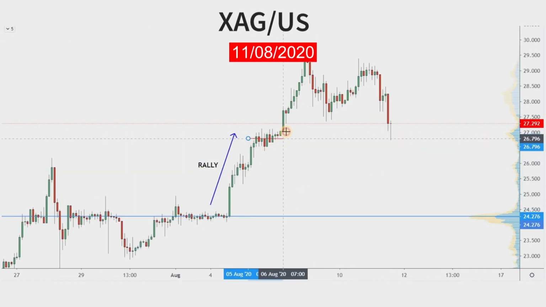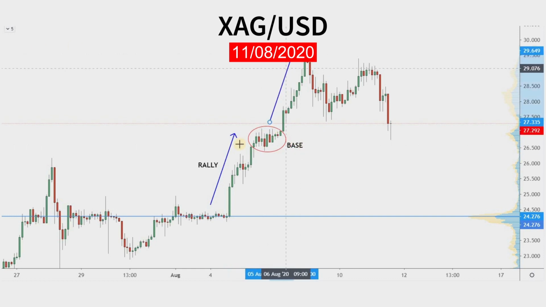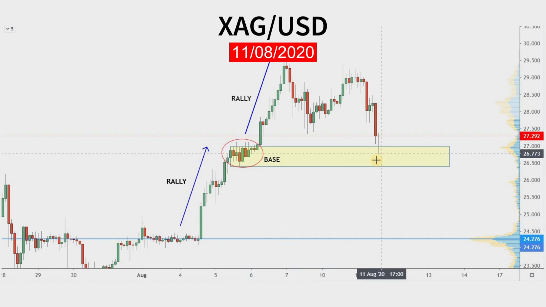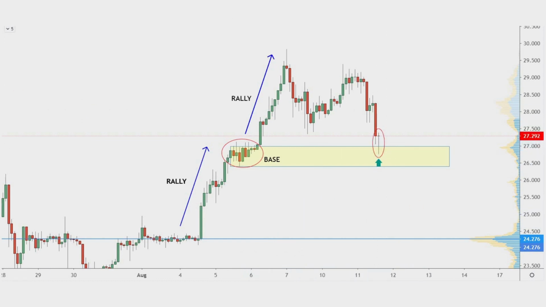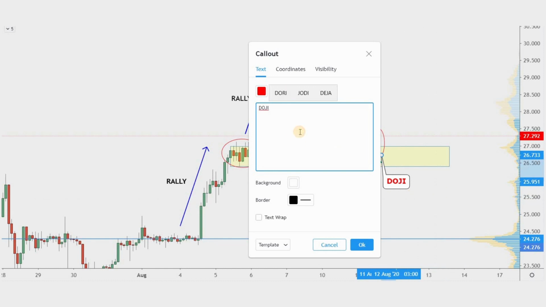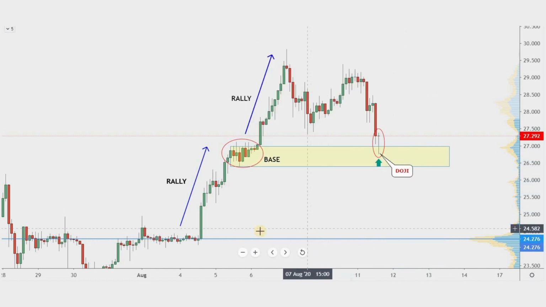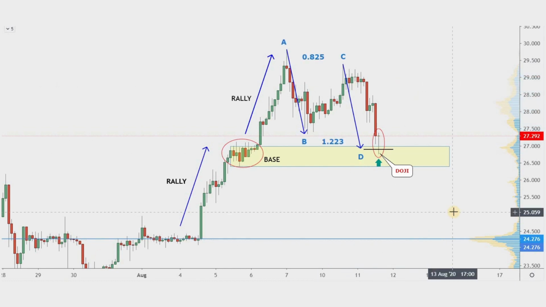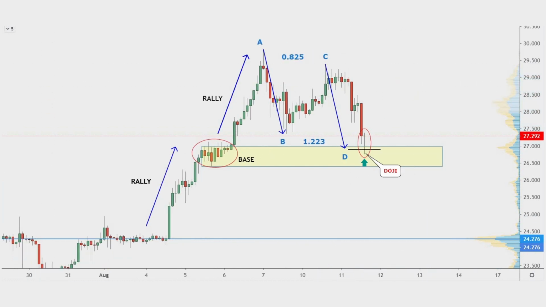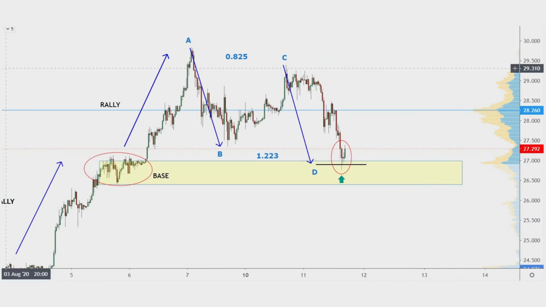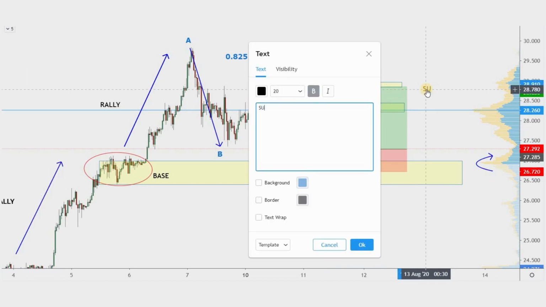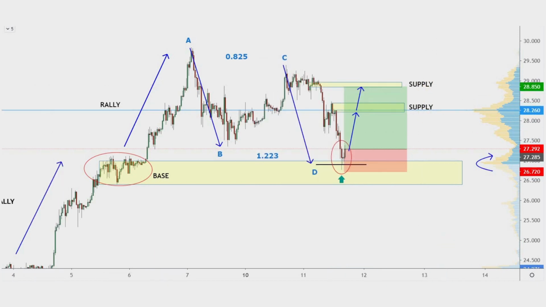Price rallied, consolidated and rallied again. Price looks like it is rejecting the demand zone. We had also AB equals CD pattern completed in this zone. Candlestick rejection also confirms a bullish pressure. At this moment we can enter a buy trade. Stop loss below the wicks and take profit at the next supply zones. This setup could offer us a 2.7 risk-reward trade.